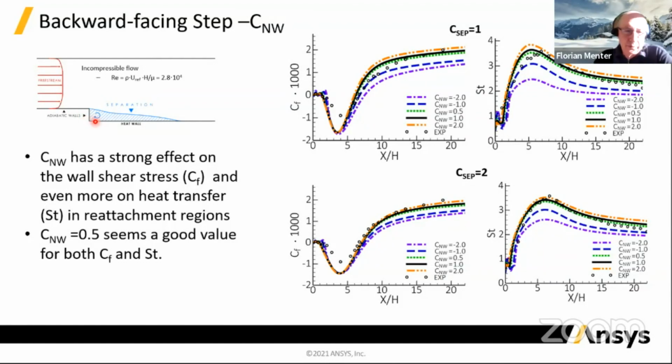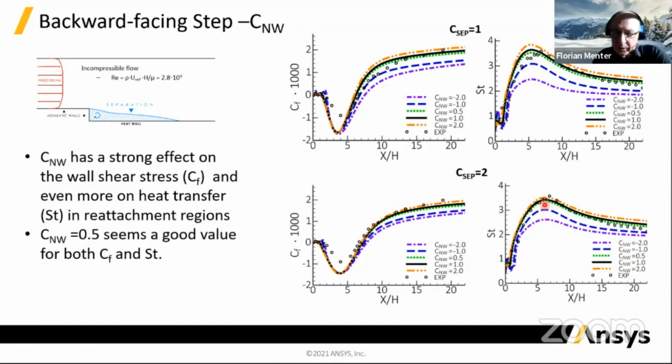This is a backward-facing step which has a heat transfer region here. So there is constant heating at this wall, and we predict that flow then with different settings of the near wall coefficient, first for C-sep1 and then for C-sep2. And you can see with the near wall coefficient, we hardly change the separation reattachment region, but we change the heat transfer Stanton number here in the reattachment area close to reattachment of the flow quite dramatically. So we can change it by maybe something like 50–60% here, and the same for C-sep2.